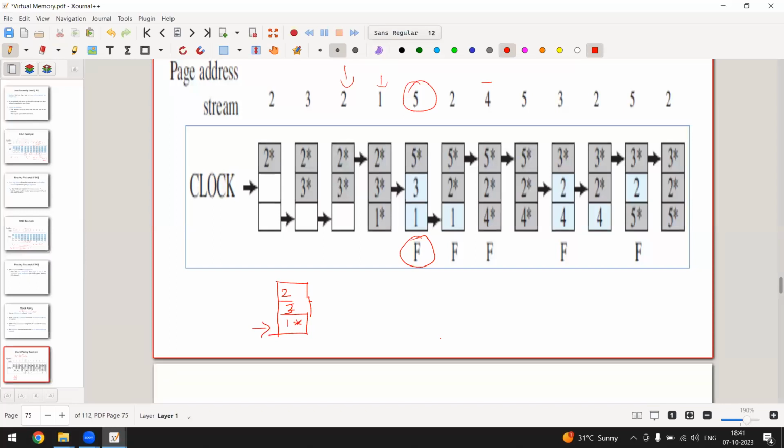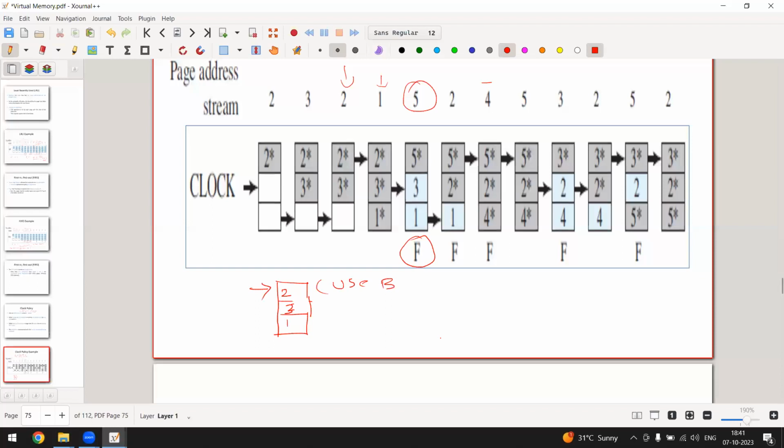Again, it will see, can I replace this? Answer is no because use bit is set. So again, make this use bit 0 and move ahead. So now ahead means I will just come back here. Now this is the first frame it has encountered with use bit 0. Can I swap this? Yes, because its use bit is set to 0.